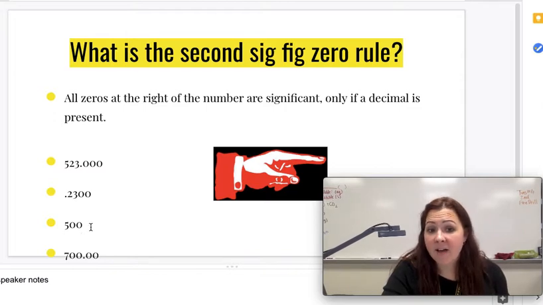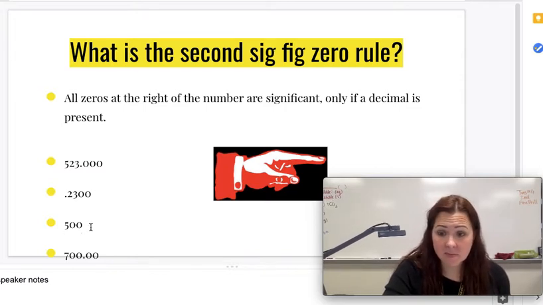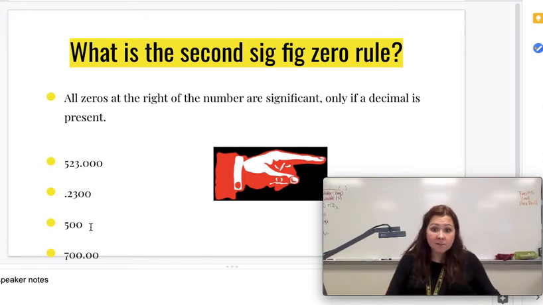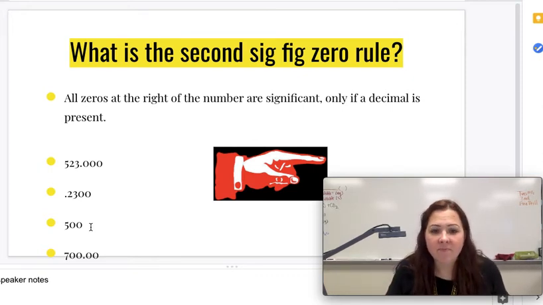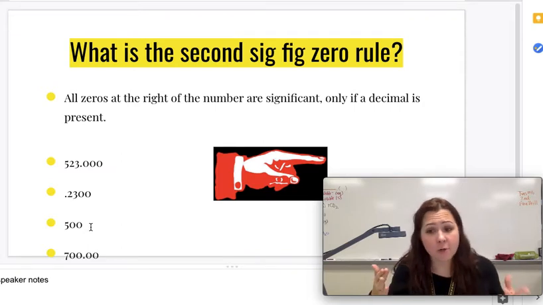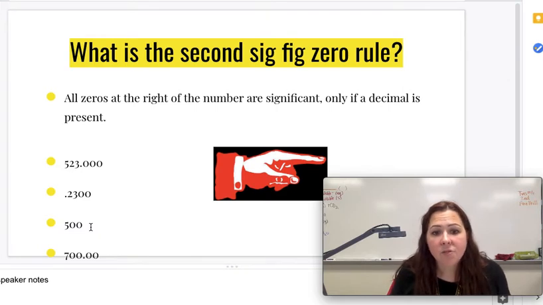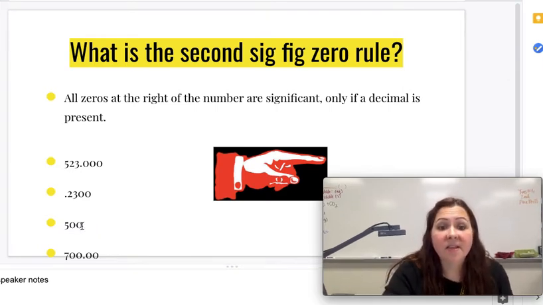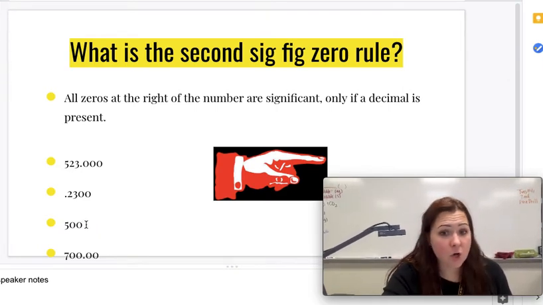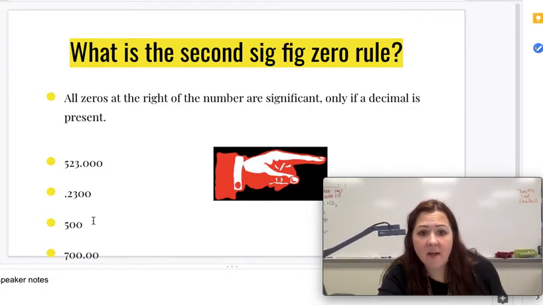Now underneath that, 500, there's no decimal place there. That's an estimated number. Somebody looked at something and said, it's about 500. They didn't really take the time to count it out, because had they counted it out, maybe they got 502, maybe they got 504, or however many. So because that's an estimated number, these zeros do not count. There's no decimal place physically written in that number, so there's only 1 SigFig in that number, and that's just the 5.